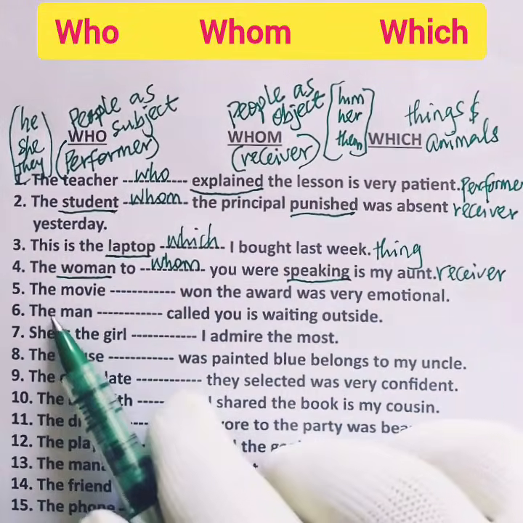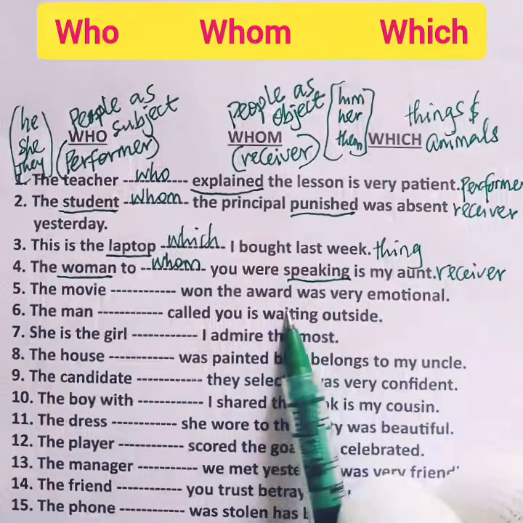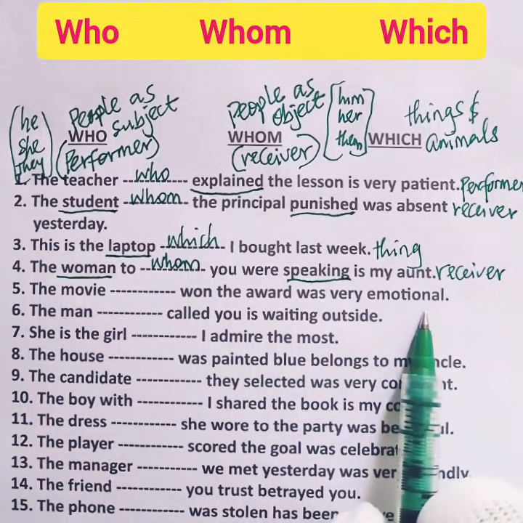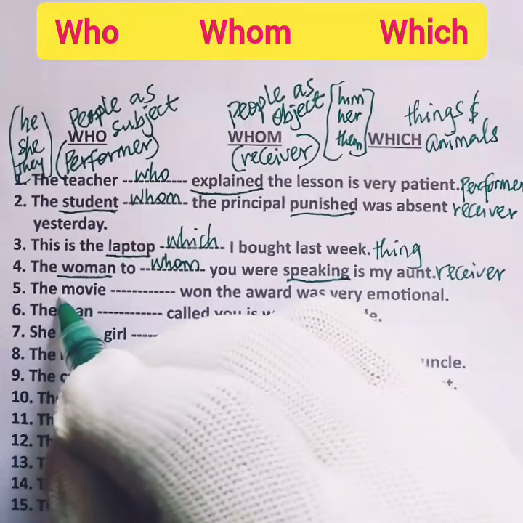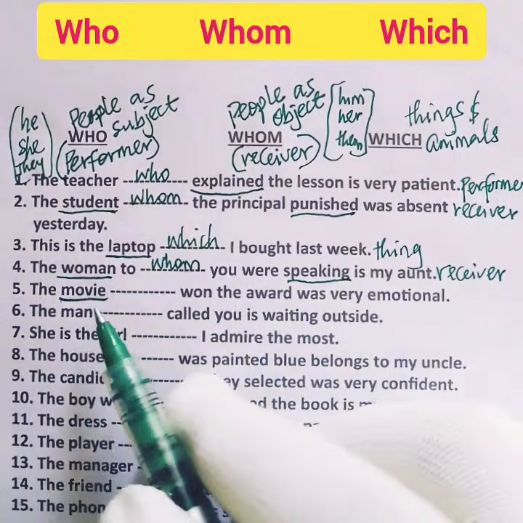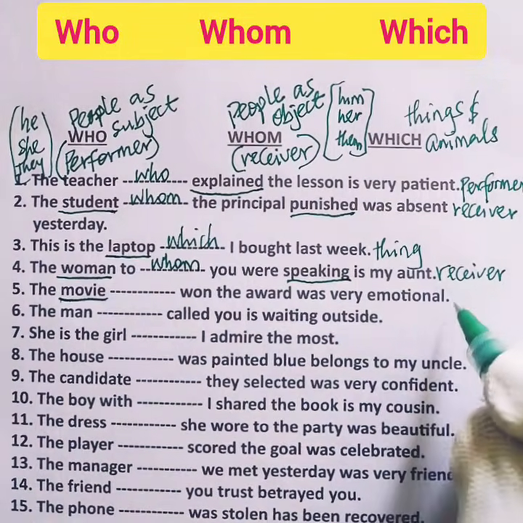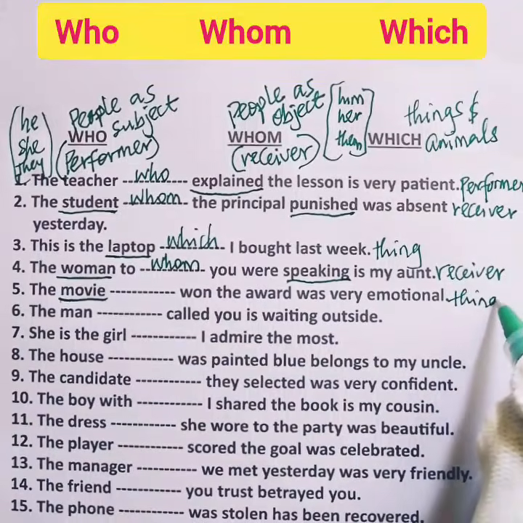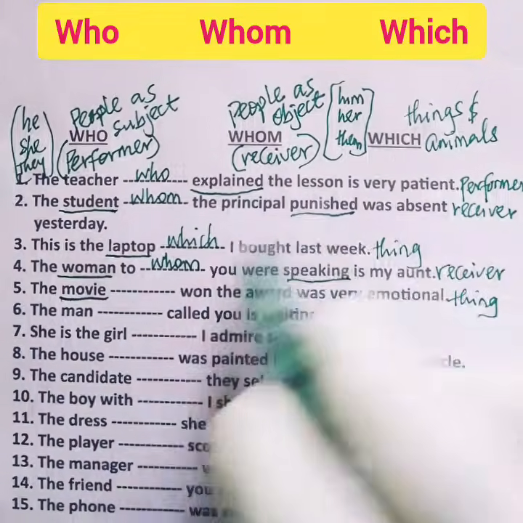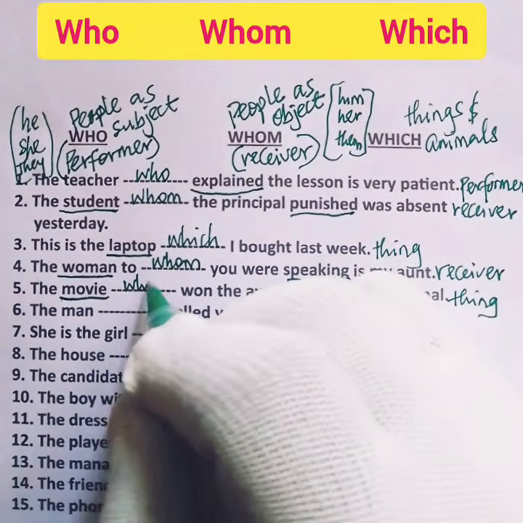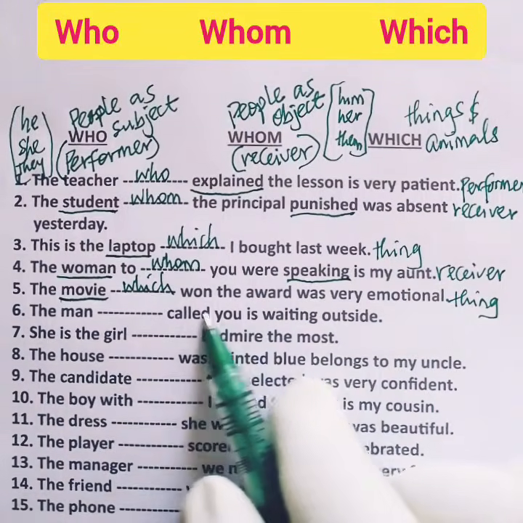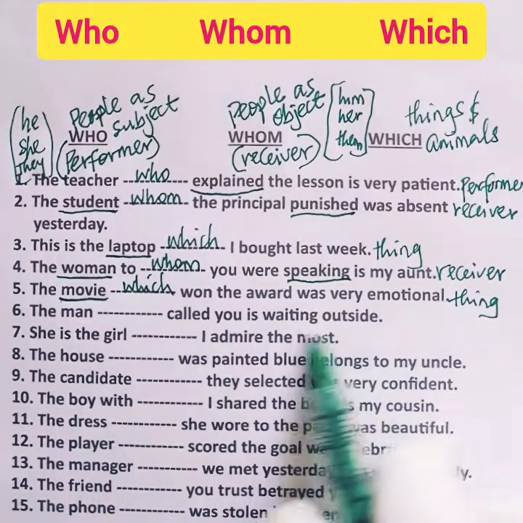5. The movie blank won the award was very emotional. This is our focus here. Movie is not human, it is a thing. So, which is the correct word to use? The movie which won the award was very emotional.